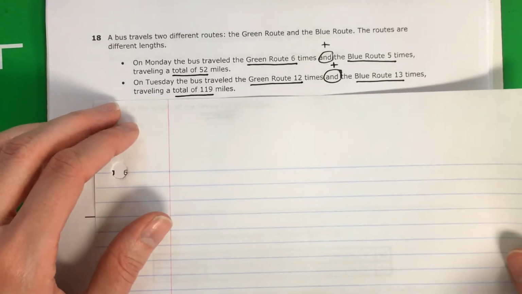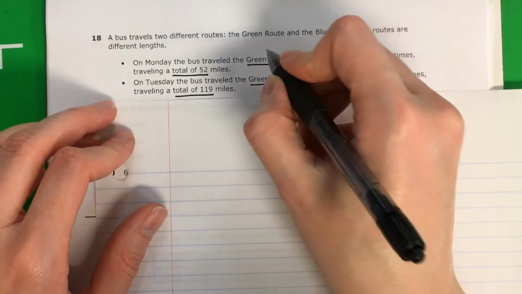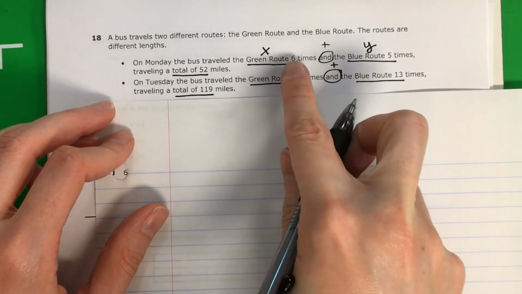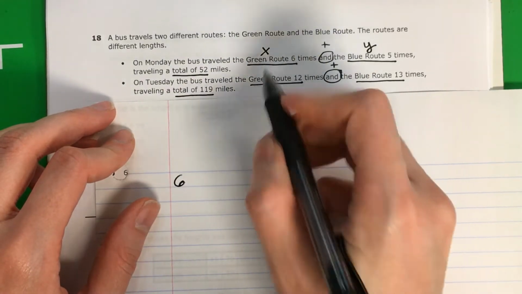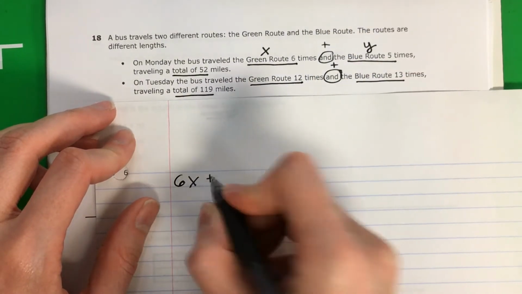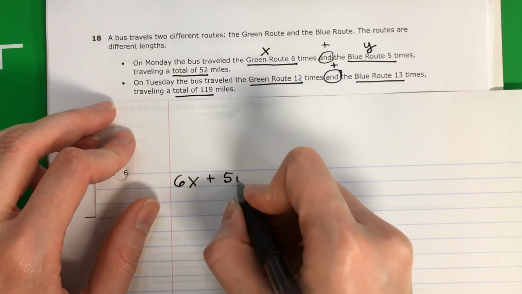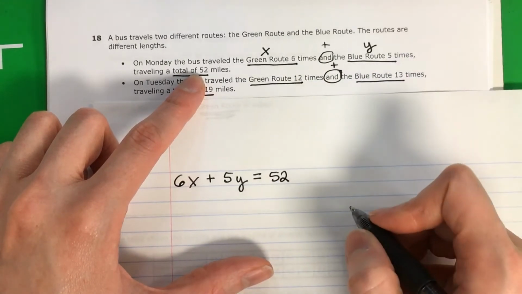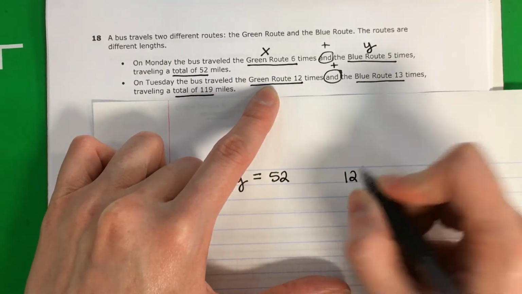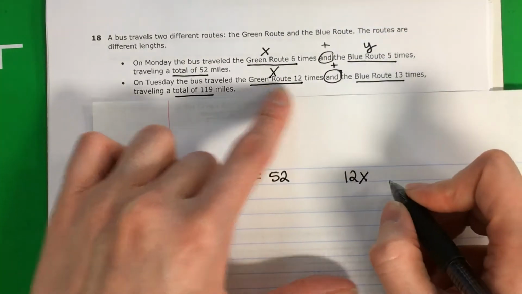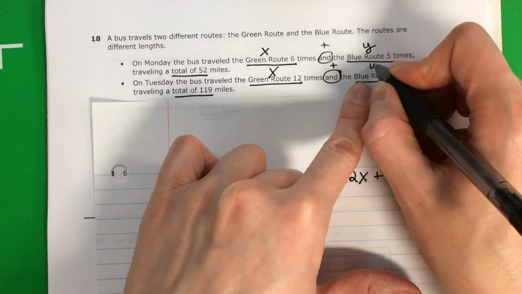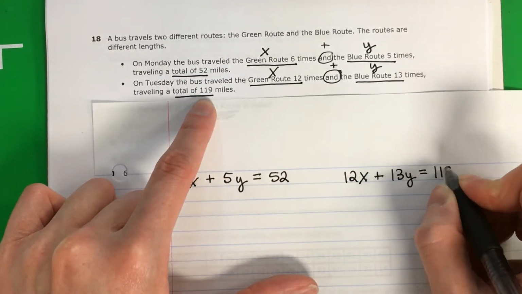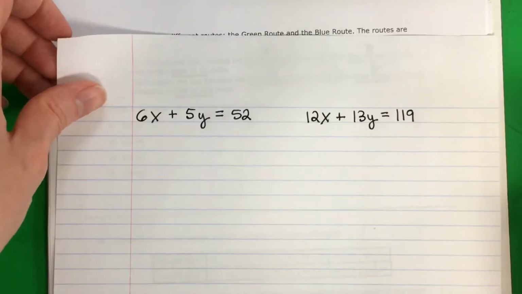Okay, first up, let's do green is X and blue is Y. Okay, so green, I have 6X, plus 5 blue, which is Y, and that equals the total of 52. And my other one, I have the green is 12. Remember, green is X, so 12X, plus blue, which is Y, 13, so 13Y, and that equals the total 119. Now I'm going to go ahead and solve them.